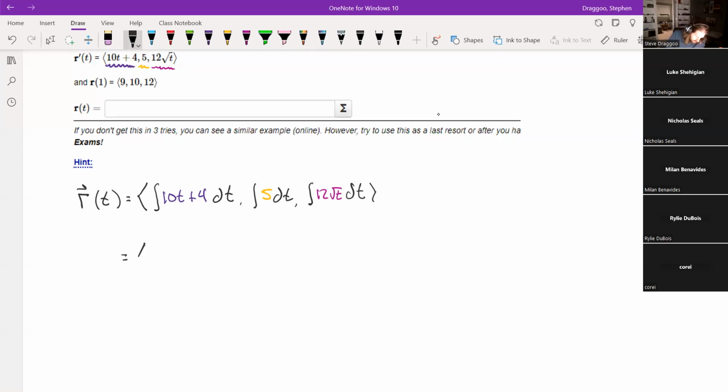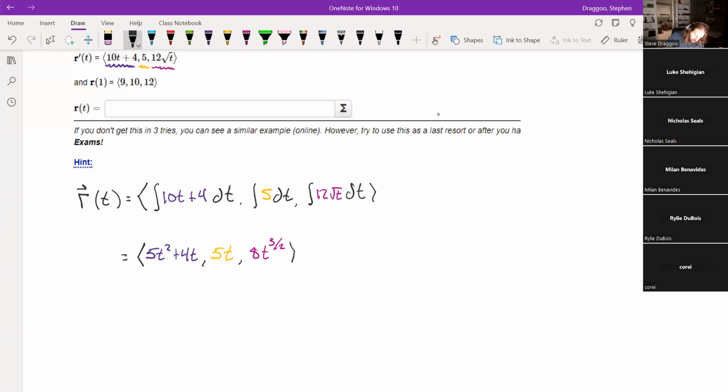Brilliant. Okay. So integrate each of those pieces. Should give me 5t squared plus 4t. And it should give me 5t. And it should give me the integral of 12 root t, which is going to be 8t to the 3 halves. 12 times 2/3 is 8.